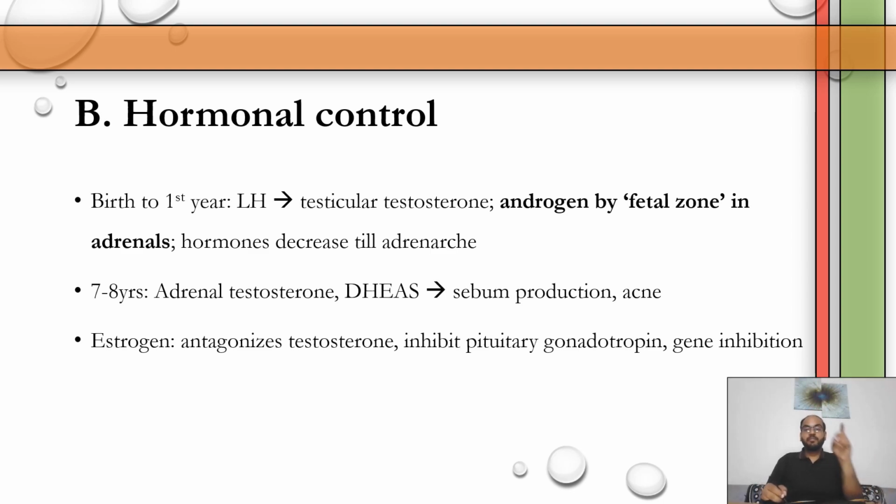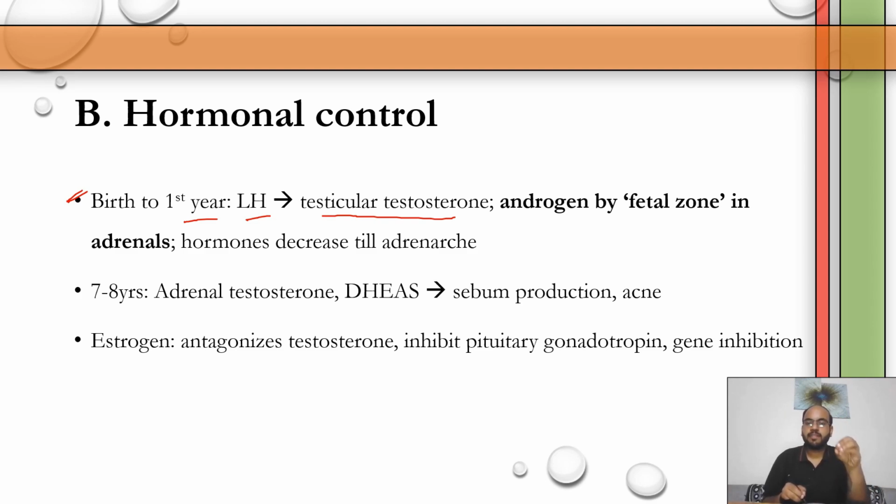So now we have discussed the first step of acne formation, which is follicular hyper-keratinization. Let's go towards the second step, hormonal control. Now, from birth to the first year of life, LH, which is the luteinizing hormone, is responsible for the production of testicular testosterone. Now, testicular testosterone means testosterone which will eventually come from the testes, but remember that will happen during puberty. Okay.